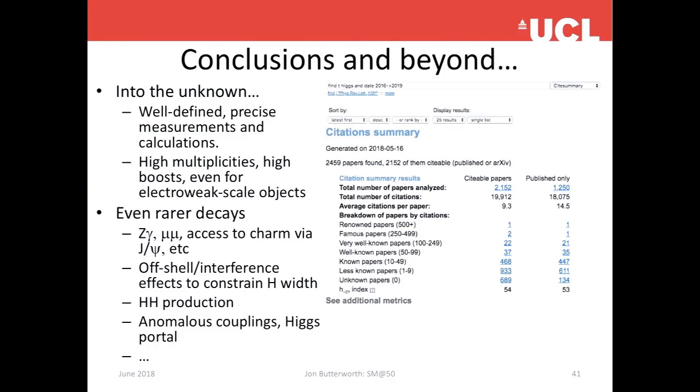We're grasping towards characterizing the Higgs potential properly. That would require a measurement of di-Higgs production. We're looking for anomalous couplings, Higgs portals, and so on. There's a lot to learn, and there are many challenges to come.